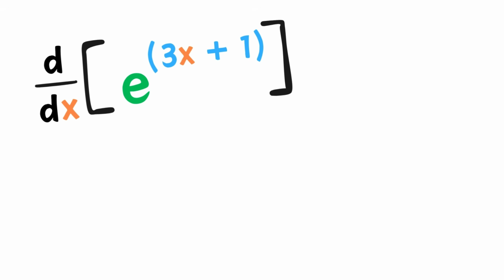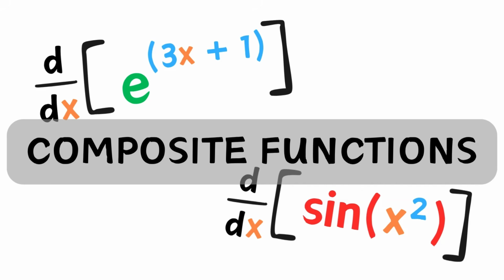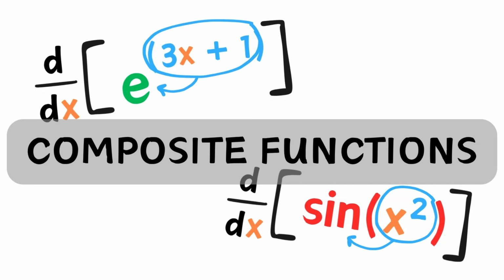How do you take the derivative of a function like e to the 3x plus 1 or sine of x squared? These are called composite functions, functions inside other functions. And to differentiate them, we use the chain rule.